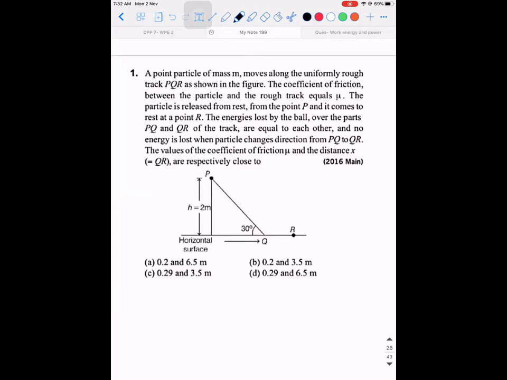The energy lost by the ball over the parts PQ and QR of the track are equal to each other, and no energy is lost when the particle changes direction from PQ to QR. The value of coefficient of friction, mu, and the distance x that is equal to QR are respectively close to.